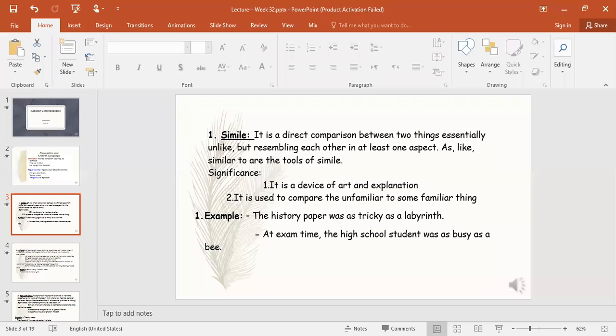Example, as you can see, the history paper was tricky as a labyrinth. The second example, at the exam time, the high school student was as busy as a bee. So in the first example, we compared the history paper to a labyrinth. In the second sentence, we compared the high school student to the bee. Is everything clear? Yes.